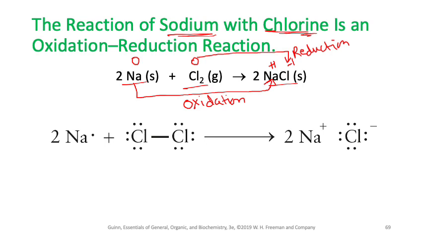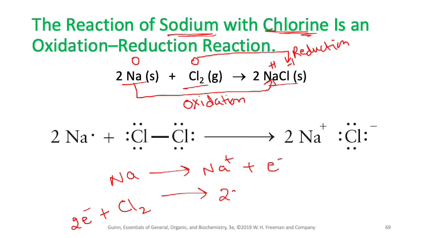So I can write this equation something like this: Na converts into Na+, giving 1 electron, right? And what about the chlorine? Chlorine in the beginning is Cl2. How many electrons does it need? 2 electrons to convert into 2 chloride ions, right? So this is your oxidation, and chlorine is accepting the electron. This is your reduction reaction, the bottom one.